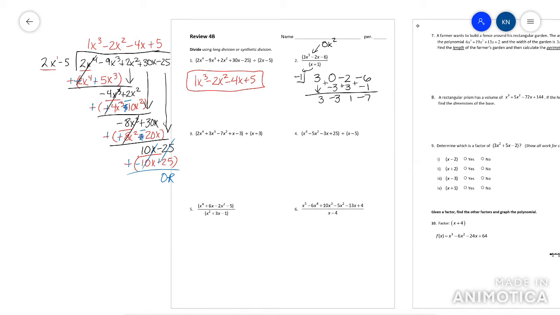That makes -7. So my answer here is this is my remainder. This is my number. This is my x¹. This is my x². So my answer is 3x² minus 3x plus 1 with a remainder of -7 over what I was dividing by, x plus 1.